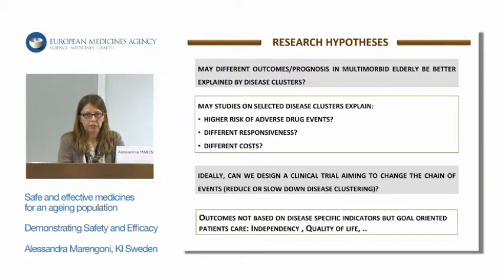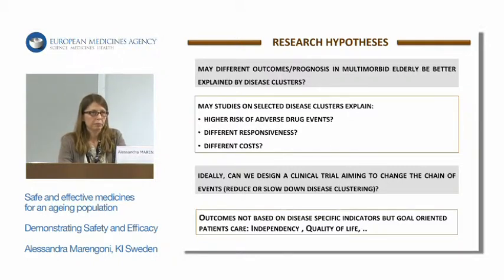Or also, why not different costs that may be additive or multiplicative according to the diseases included in different clusters? And ideally, can we design a clinical trial aiming to change the chain of the events? That means reduce or slow down the disease clustering process, and this will result in a delaying of the onset of other diseases and a compression of morbidity in the last years of life. And finally, can this technique be useful in order to study outcome not based on disease-specific indicators, but goal-oriented patient care, such as independence and quality of life?